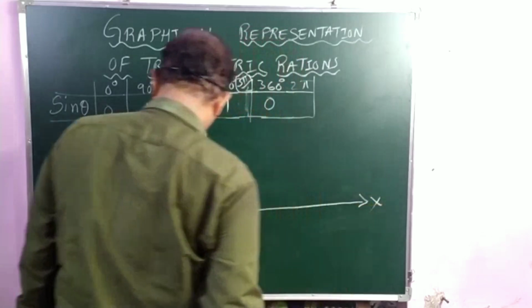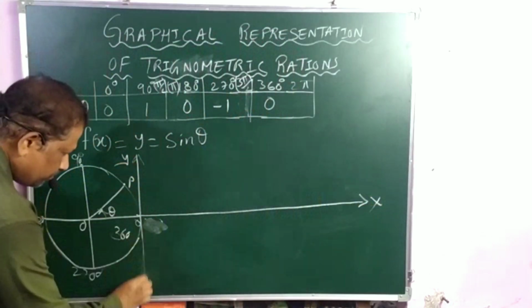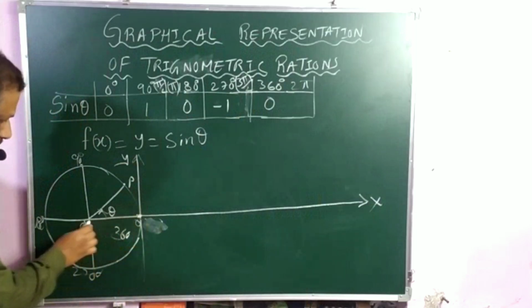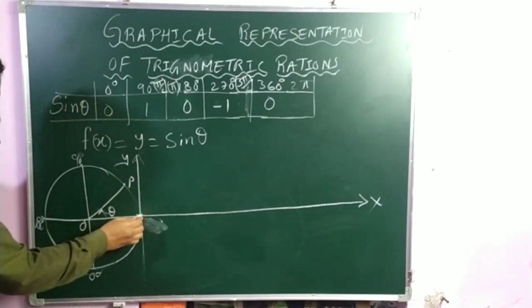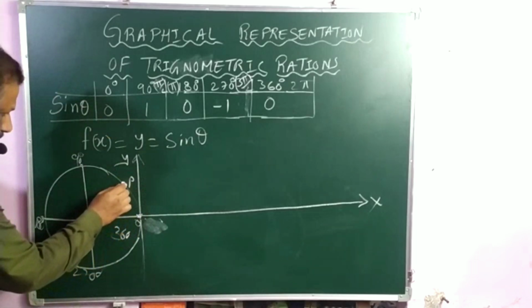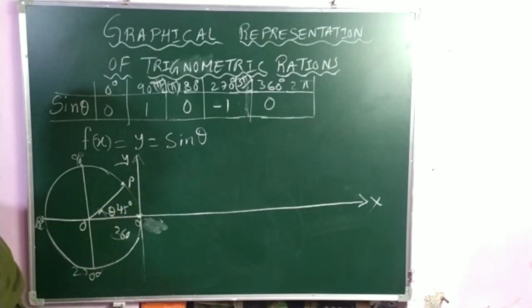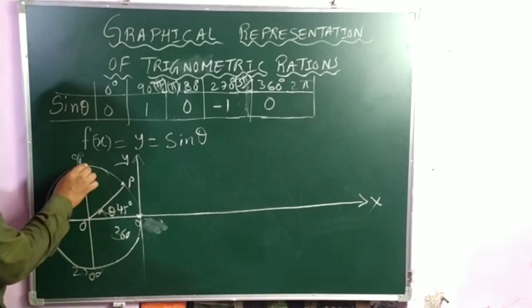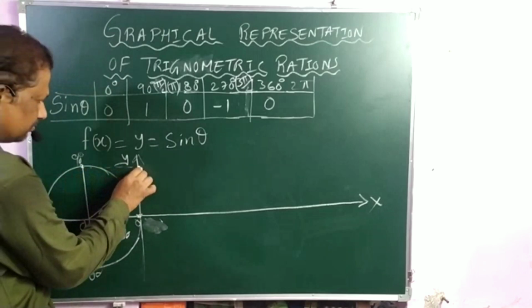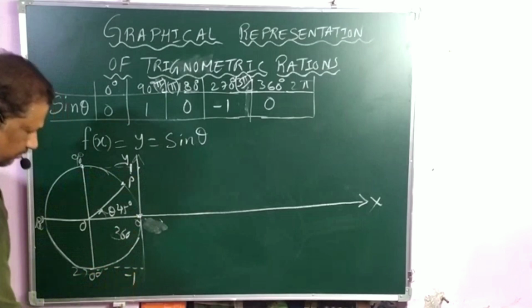X axis, y axis. Now carefully observe. Sine 0 is 0. Next step, sine 45 degrees. Suppose it is 45 degrees, that is 1 by root 2. Sine 90 degrees is 1. This is 1. Here 270 degrees, minus 1 here.